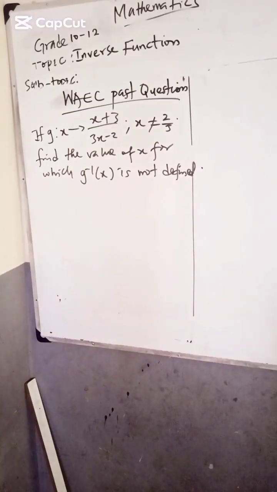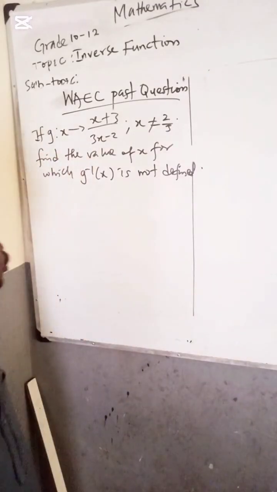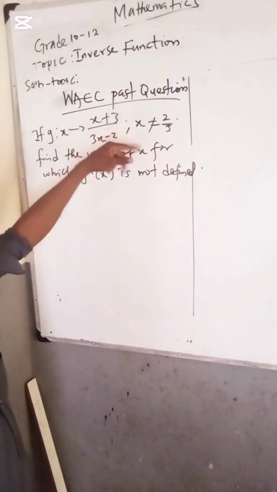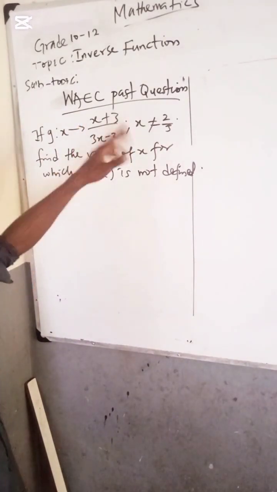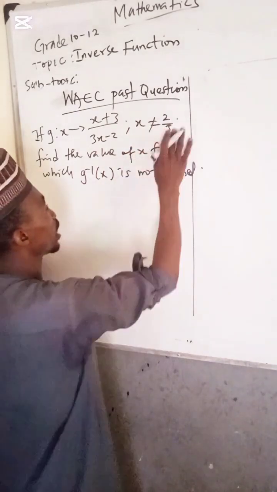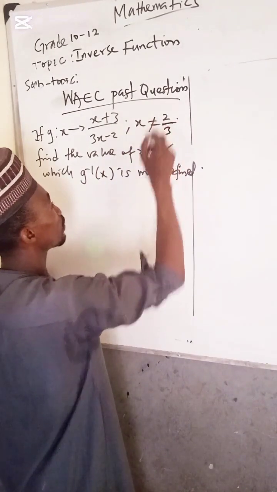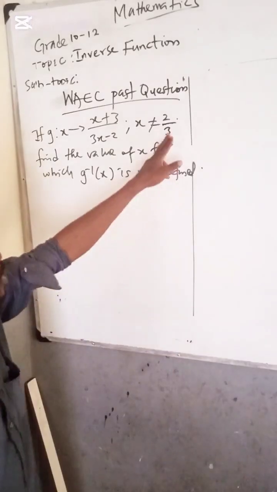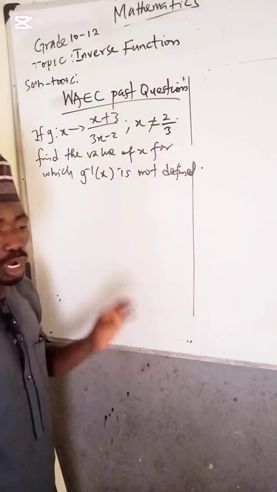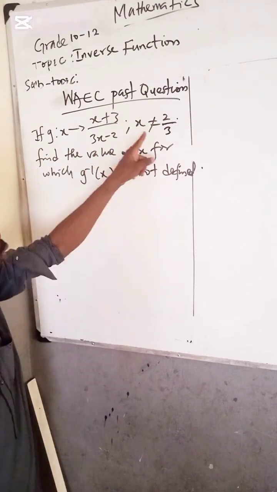We have another one here. It's still a WAEC past question that has to do with inverse function. It says if g of x gives us x plus 3 over 3x minus 2, such that x is not equal to 2 over 3. Students that have learned this, we interpret it as: at x equal to 2 over 3, the whole function becomes not defined. So x must not be equal to 2 over 3.